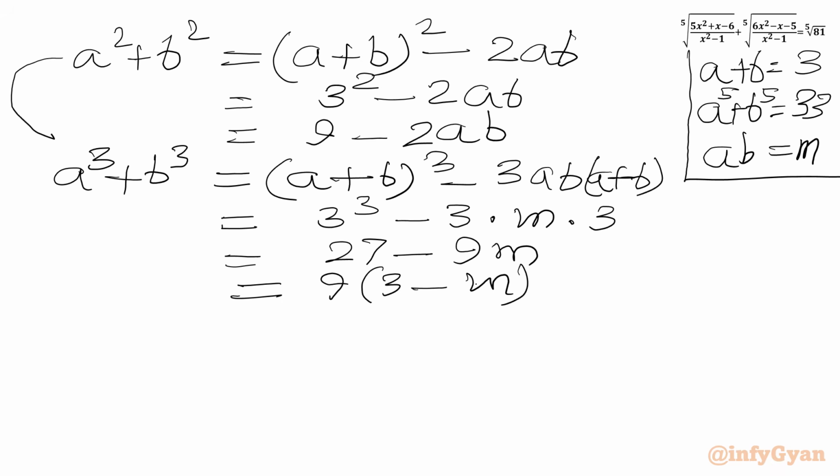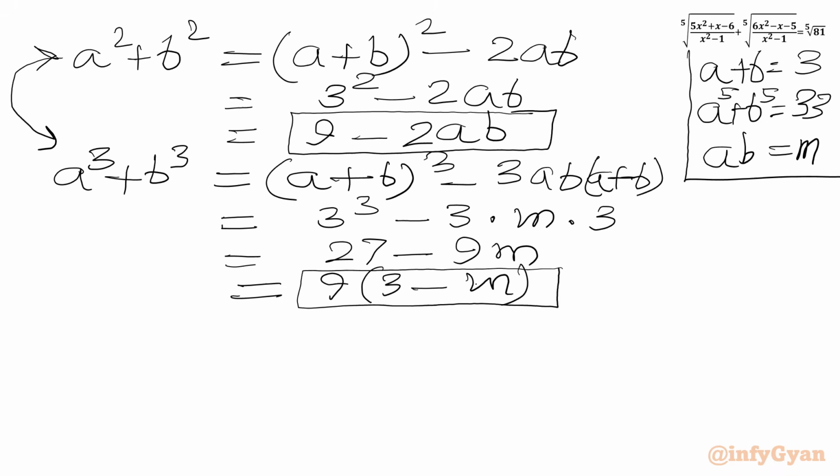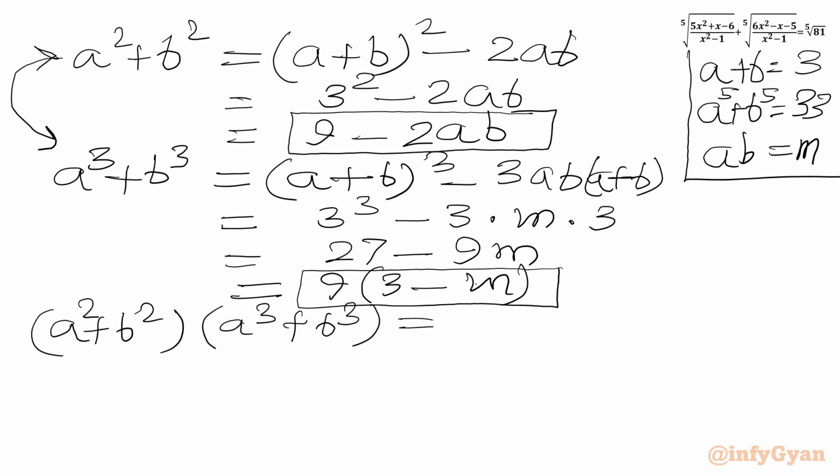Now I am multiplying these two equations. a² + b² = 9 − 2ab and a³ + b³ = 9(3 − m). Let's multiply. We will get (a² + b²)(a³ + b³) equal to (9 − 2ab) times 9(3 − m).